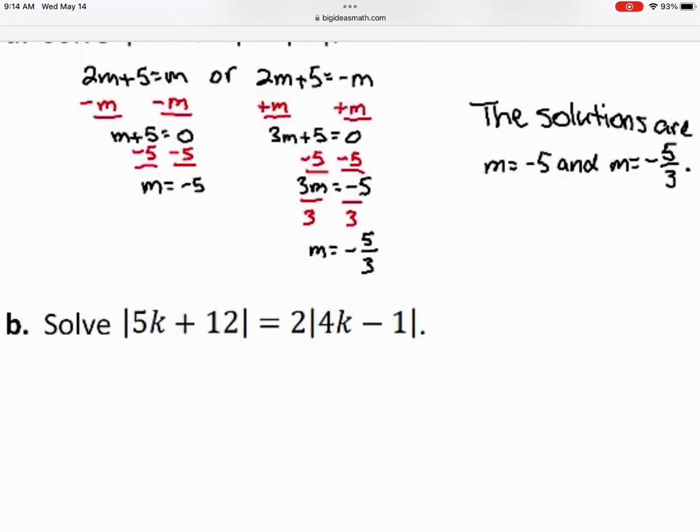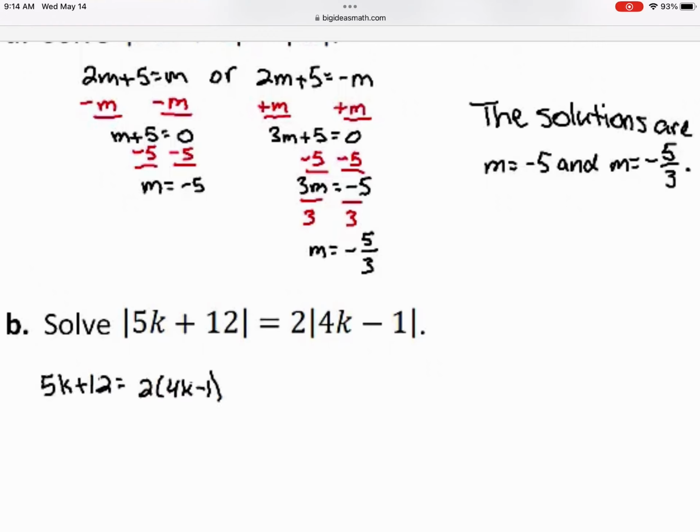Part B. Solve the absolute value of the quantity 5k plus 12 equals 2 times the absolute value of the quantity 4k minus 1. First, you want to write the two related linear equations for this absolute value equation.